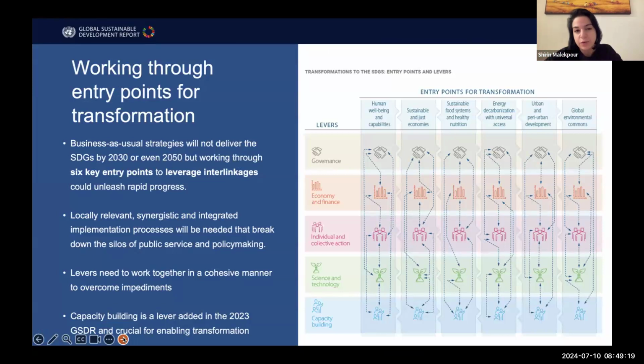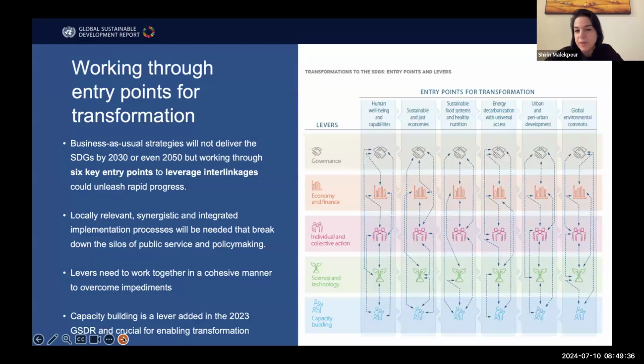What this really does is that through the introduction of entry points, it tries to really harness the key synergies that exist across different systems that underlie the SDGs. So say food systems, energy systems.